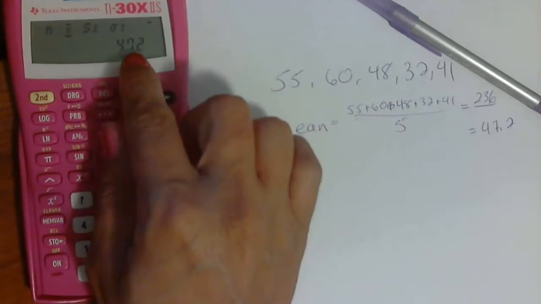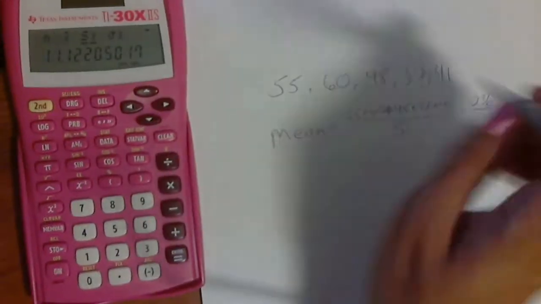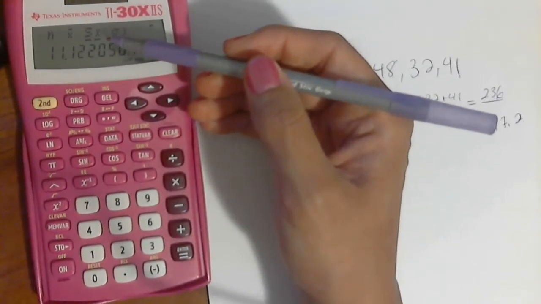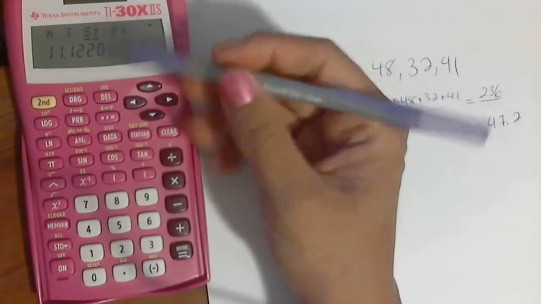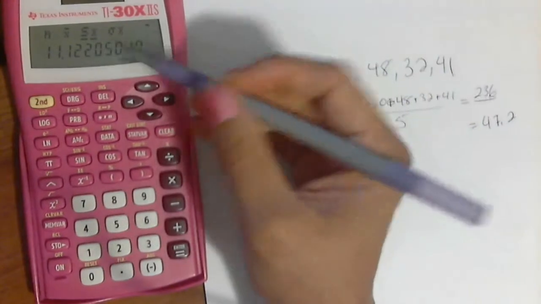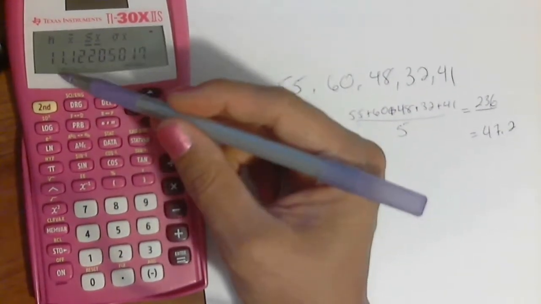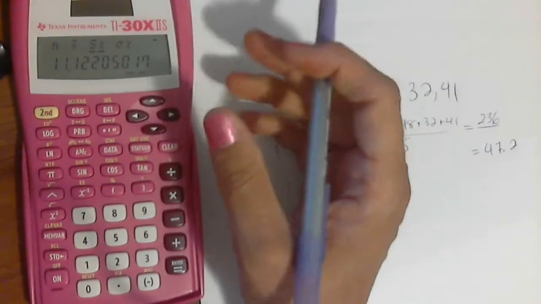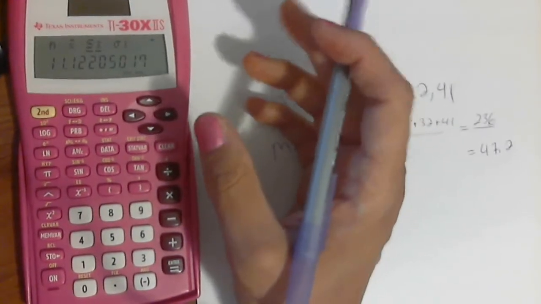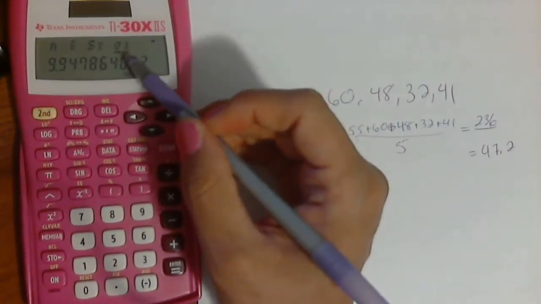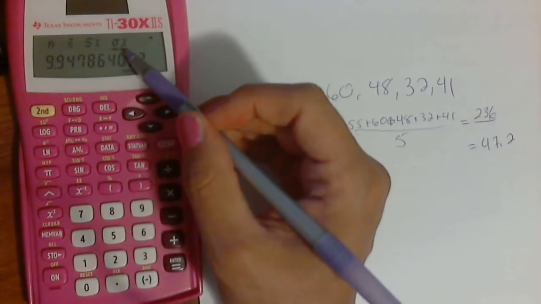Same thing here. I'm going to scroll over again. S sub x actually means the sample standard deviation. This is after we've already taken the square root of all of the x minus mean squared, added them all up, and divided by n minus 1 for the sample standard deviation. So that's 11.1. Now, if you do happen to have a population, say, the grades of the entire class, if I scroll over again, that is the sigma sub x. That means the population standard deviation.